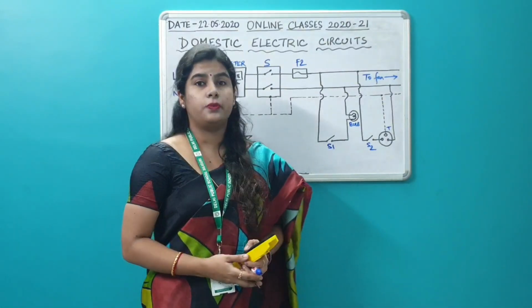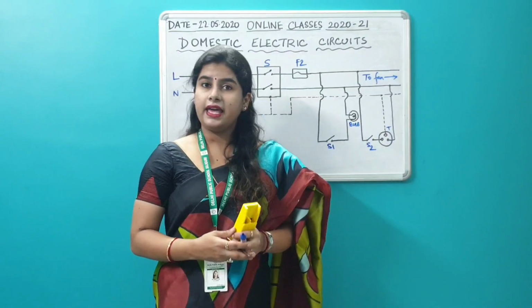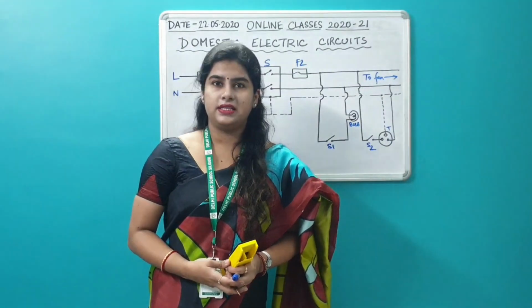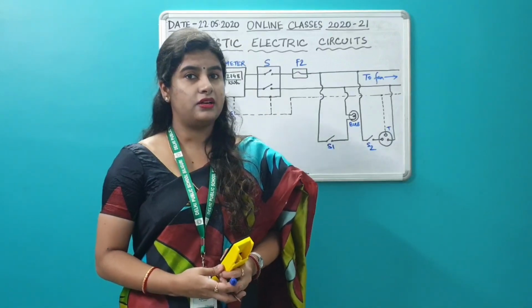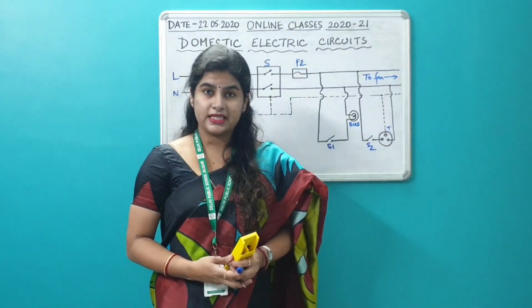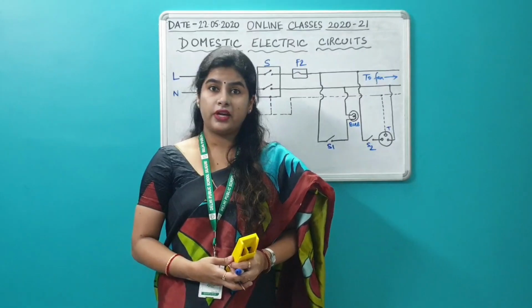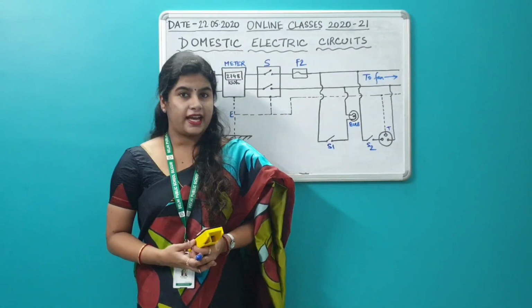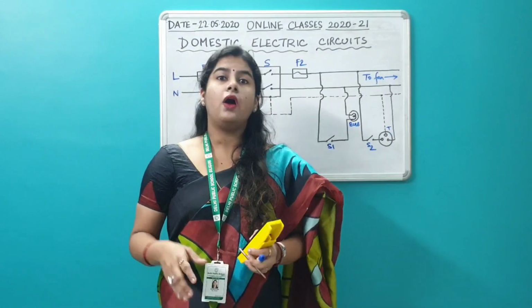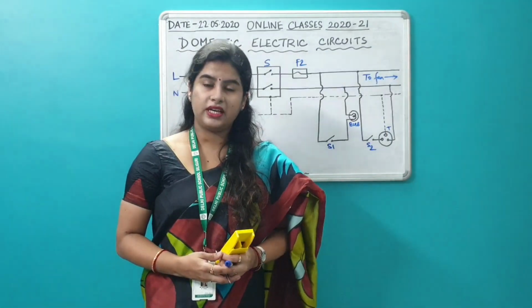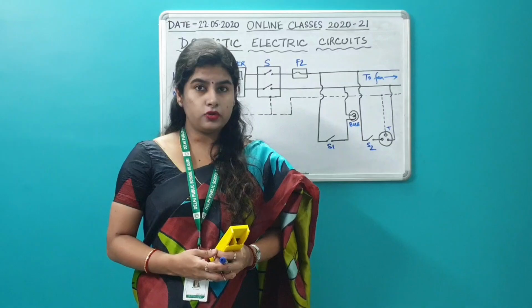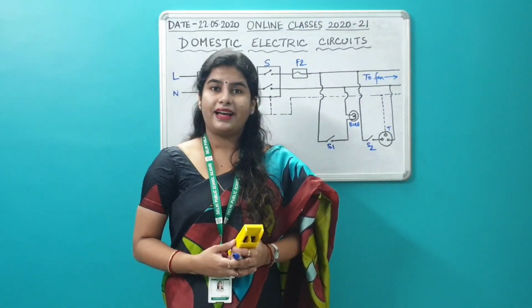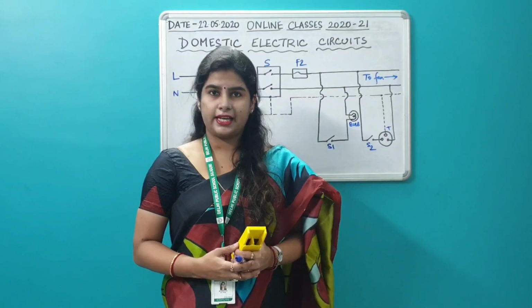Before I start with the domestic electric circuits, I hope all of you have gone through the electric generators, your AC generator, your DC generator, which is based on electromagnetic induction. I hope you have understood what is a commutator, all these things that we had done yesterday, and how you are going to find out the direction of the induced current in electromagnetic induction, that is by using Fleming's right hand rule.